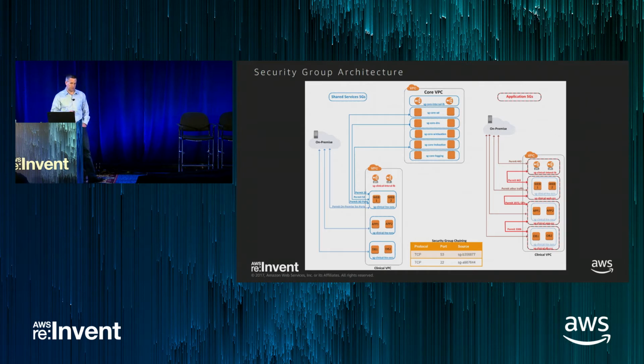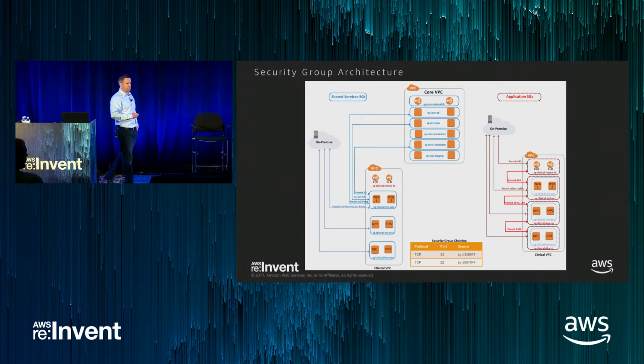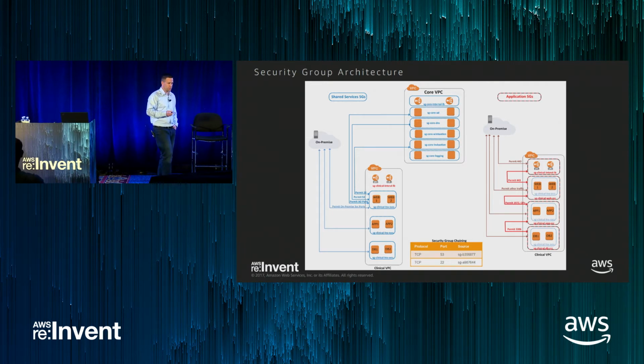And this is our security group architecture. So we have two types of security groups. We have shared services security groups, which are on the left in blue, and application security groups, which are in red. The shared security groups permit all the IPs and ports necessary for the shared service to communicate. And the application security groups permit all the IPs and ports necessary for the application to communicate.